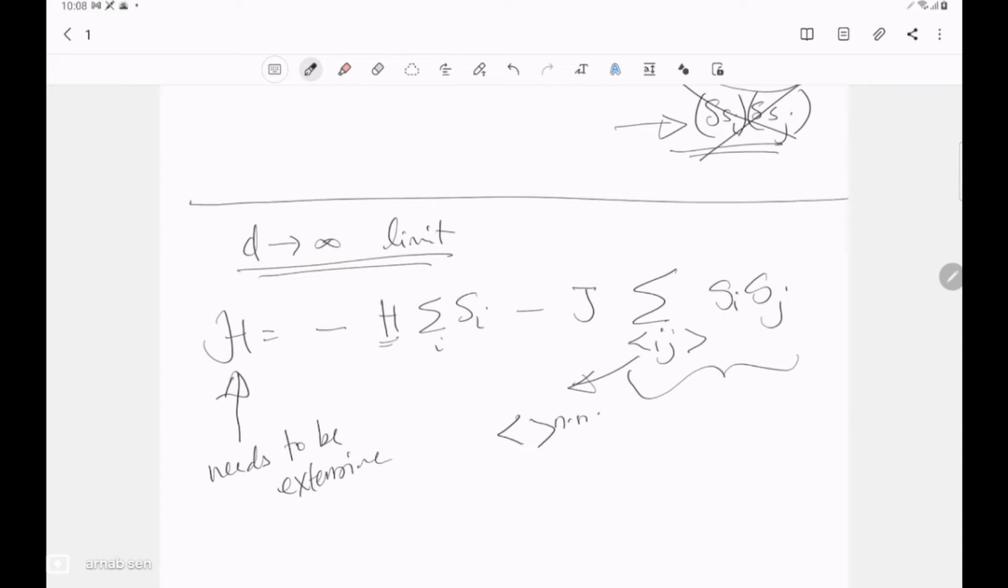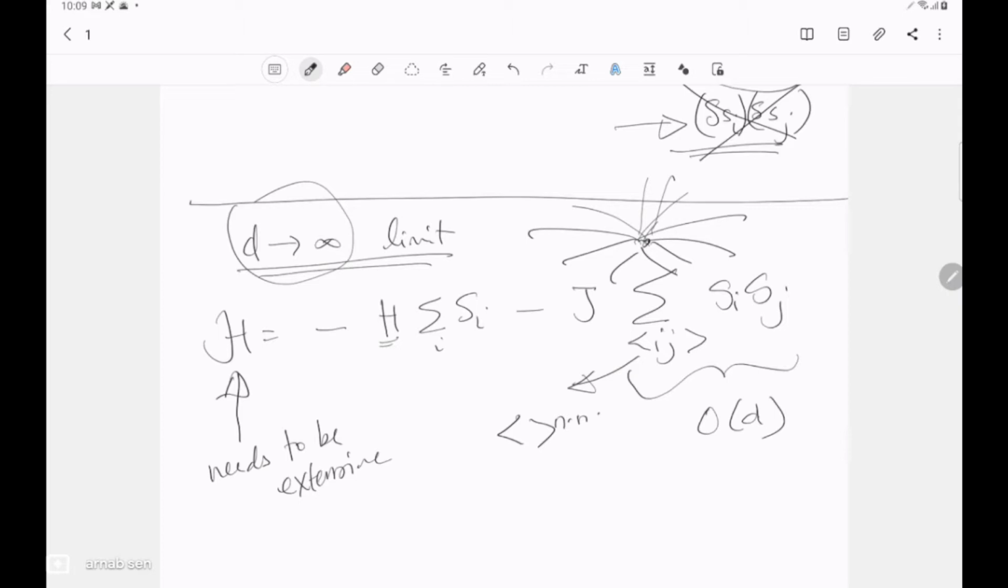Okay, but on the right hand side, there's a bit of a problem. The problem is that in this limit, each point is basically, if you wish, interacting with many other neighbors, right? A huge number of neighbors. So each of these things is scaling as whatever. So each i is connected to an order D number of points, right?